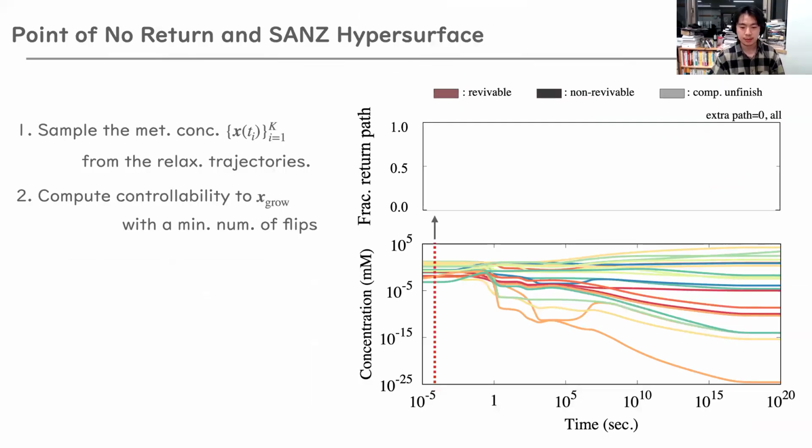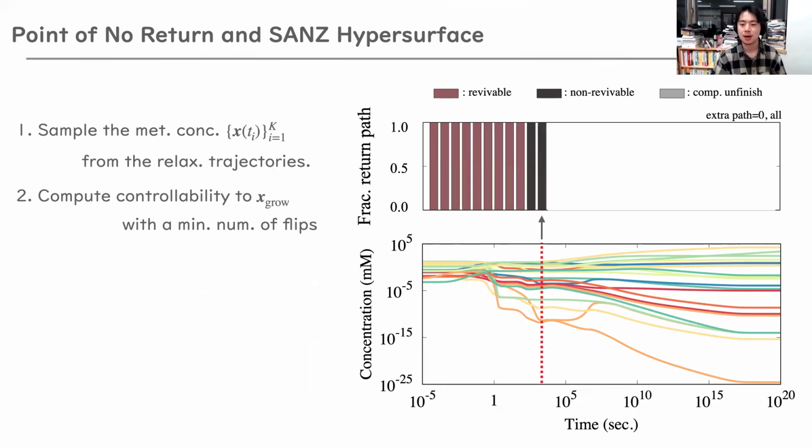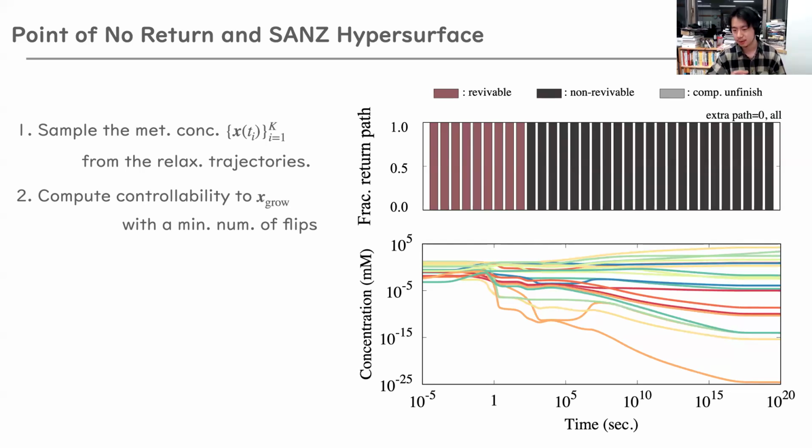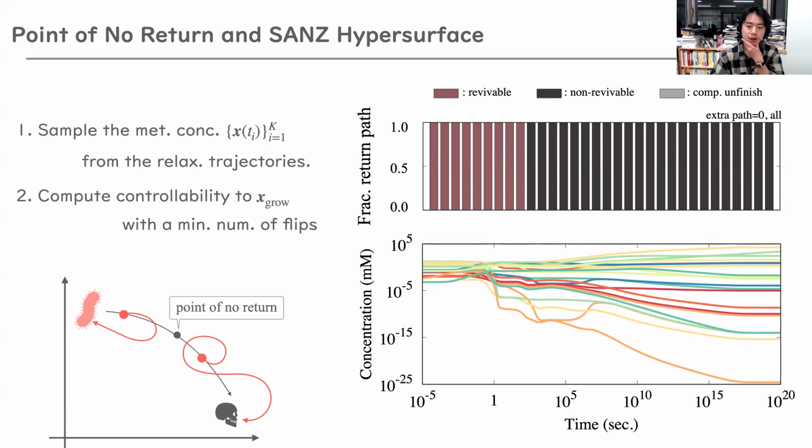So here, for instance, I sample the concentration from this time point. Then from this time point, I start the control and check whether it is possible to bring this concentration to the growing attractor. If you see any red color, it indicates that there is control back to the system. So here it's revivable, it is living, but all of a sudden, you are no longer living, no longer controllable to the growing state. After that, you see all black. So what this figure is telling is that the final state is the dead state in terms of the loss of controllability to the growing state. And also here's the point of no return of this trajectory.